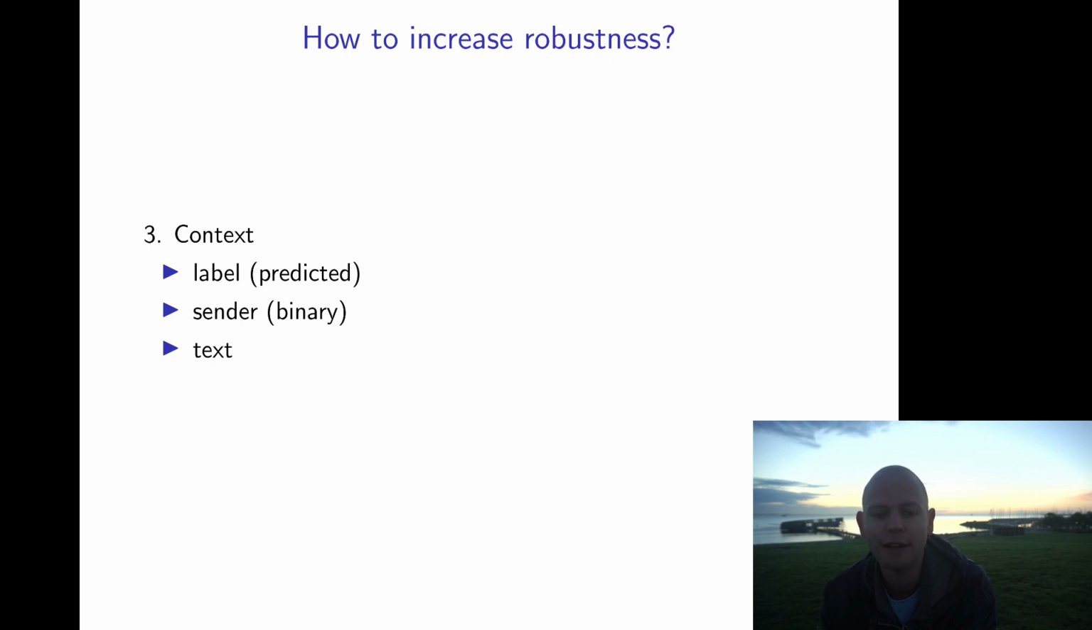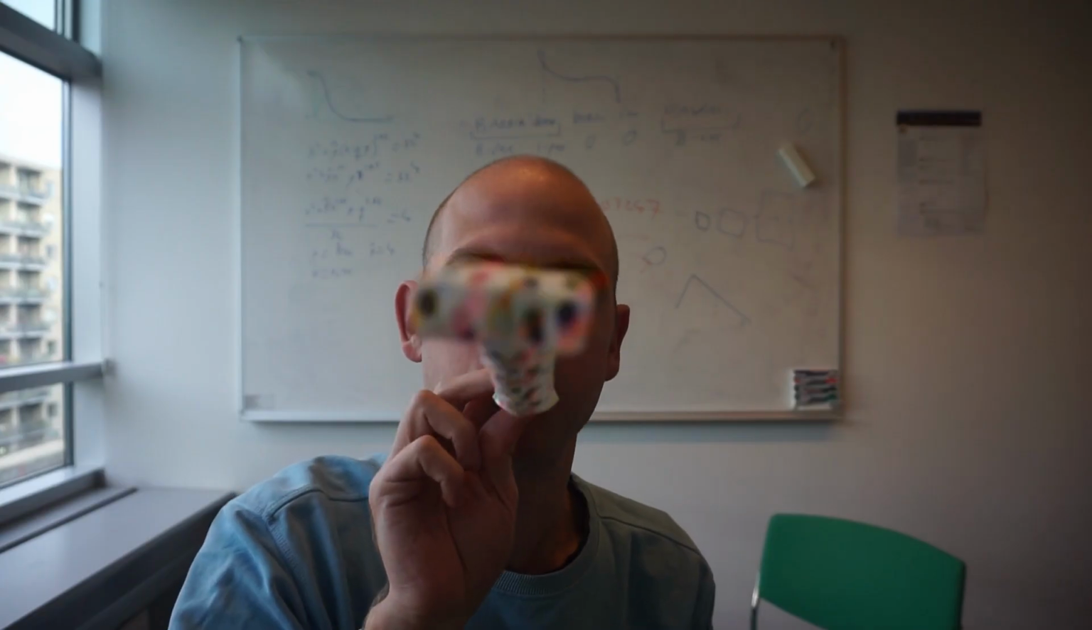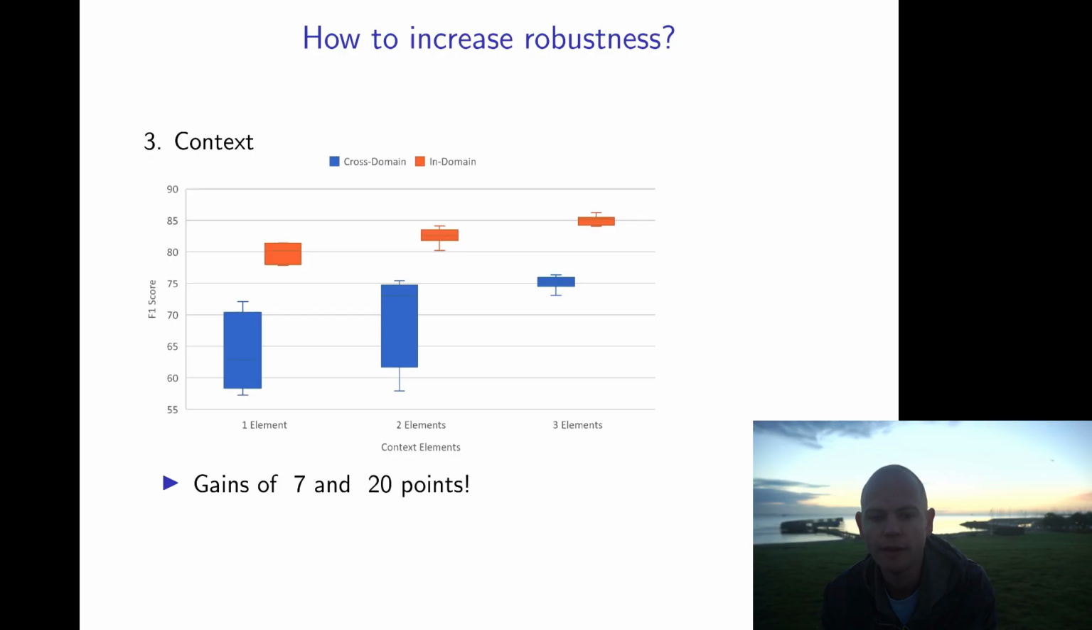Now, if you try to use different amounts of these pieces of information from the context, you can see different gains in performance, and we obtained optimal performance by using all of them. And then we can gain 7 points for in-domain evaluation and 20 points on the out-of-domain dataset. So this is a very substantial gain. The text turned out to be the most important piece of information. You can see more details in the paper.